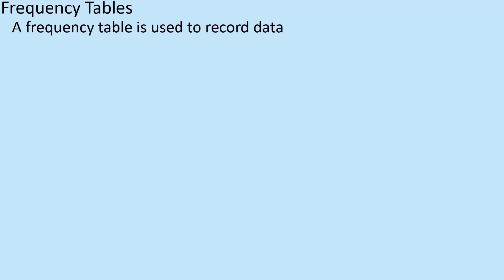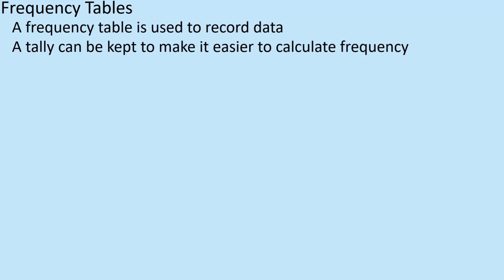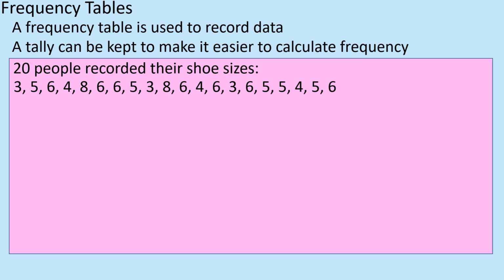Right, so a frequency table is used to record data, and it can record any type of data, depending on what data you have got or what the table is used for. That will make more sense in a second as we go through this. A tally can be kept to make it easier to calculate frequency, by adding up as you go, but ultimately it might be as straightforward as just adding them. How you go about this depends on how the data is collected.